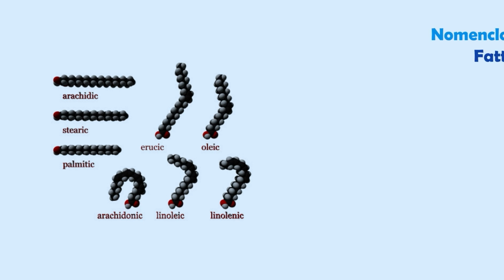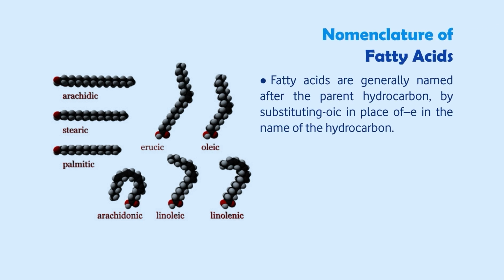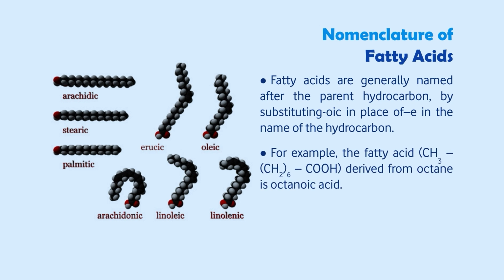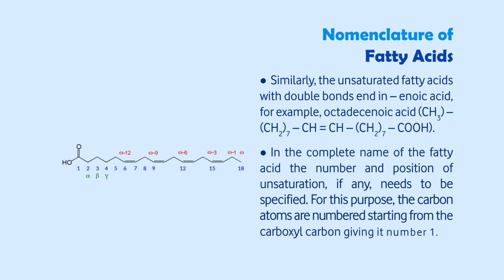Now, nomenclature of fatty acids. Fatty acids are generally named after the parent hydrocarbon by substituting OIC in place of E in the name of the hydrocarbon. For example, the fatty acid derived from octane is octanoic acid. Similarly, the unsaturated fatty acids with a double bond end in enoic acid. In the complete name of the fatty acid, the number and position of unsaturation, if any, need to be specified. For this purpose, the carbon atoms are numbered starting from the carboxyl carbon, giving it number 1.